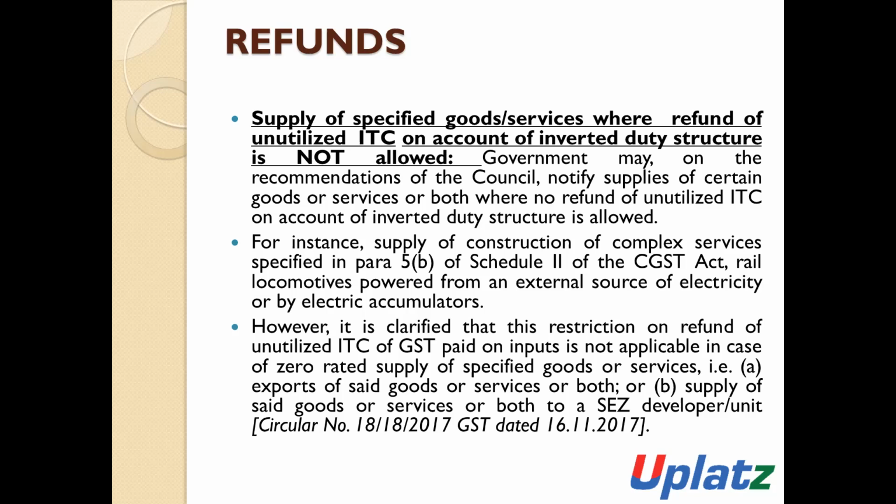Means the government restricts the refund of unutilized amount of ITC. For example, the supply of construction of complex service, which is specified in para 5B of Schedule 2 of the CGST Act, and rail locomotives powered from an external source of electricity or by electricity accumulators.